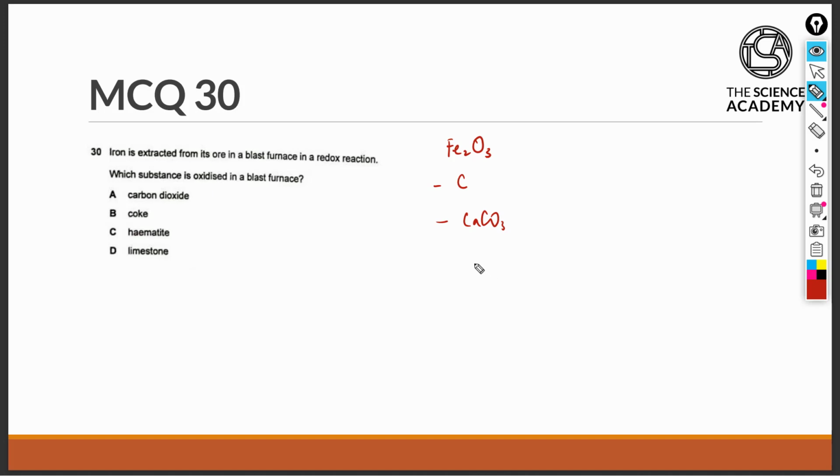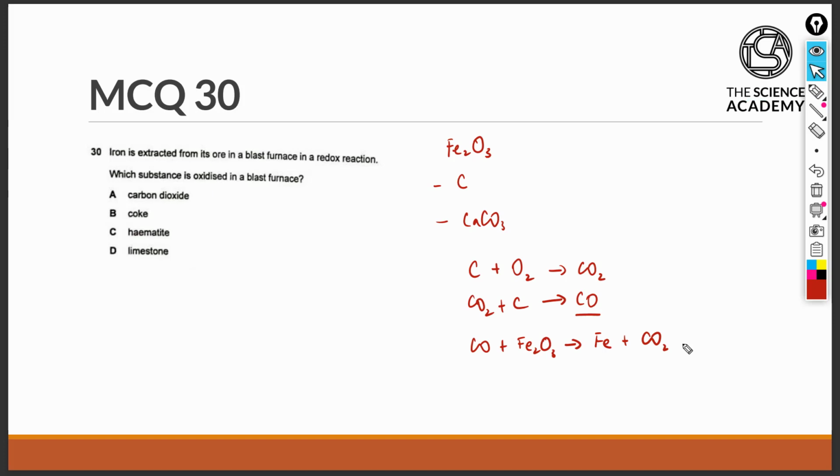The first reaction in the blast furnace occurs when coke burns in oxygen to give carbon dioxide gas, which is further burned in more coke to produce carbon monoxide gas. Carbon monoxide is then the reagent that reacts directly with the iron ore to give us pure iron metal and carbon dioxide gas as a byproduct. This helps to extract the iron metal out of its ore.